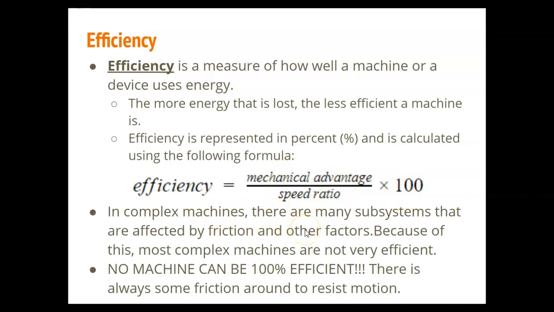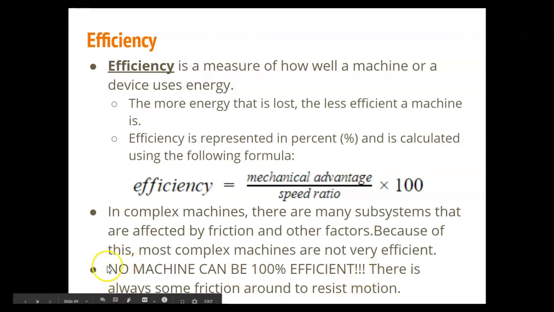In complex machines, there are many subsystems that are affected by friction and other factors. Because of this, most complex machines are not terribly efficient, but some are getting pretty good. In fact, I bought a furnace last year that's 98% efficient. What they're talking about there is how good it is at converting the energy that is created by burning the fuel or the natural gas in my furnace into heat energy that we spread around the house. No machine can be 100% efficient.